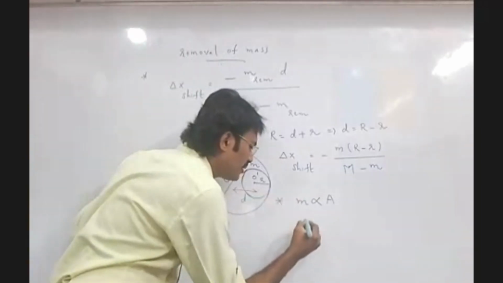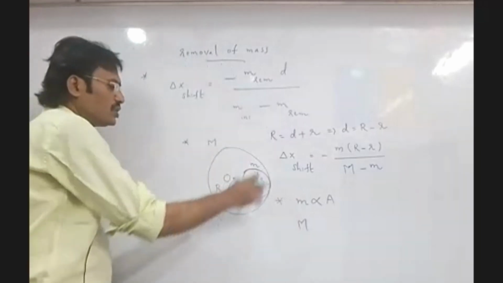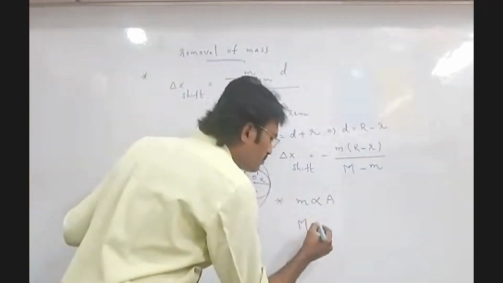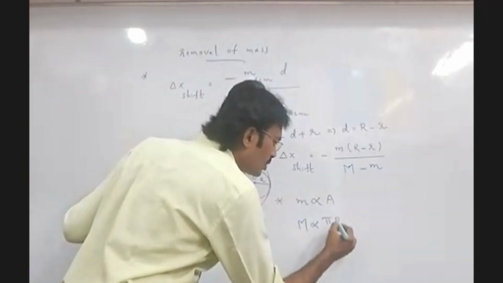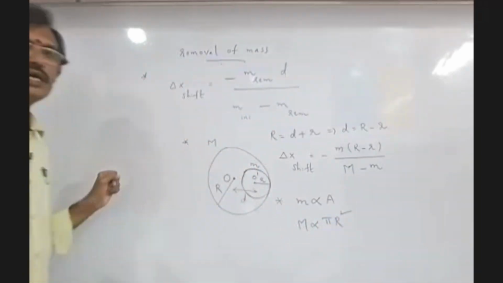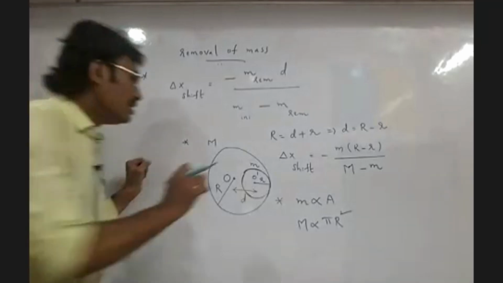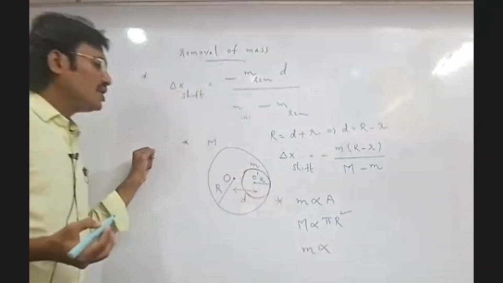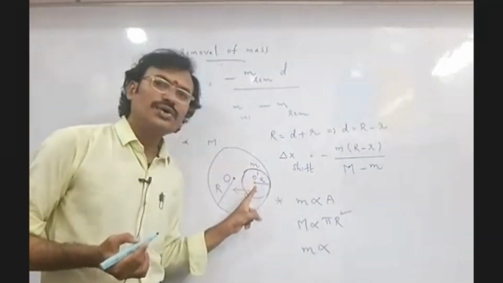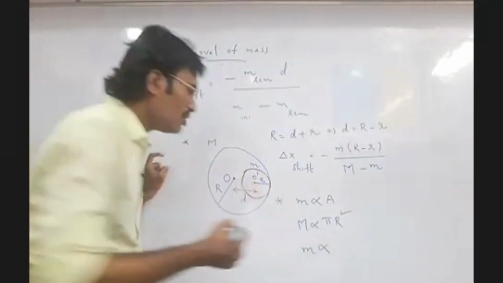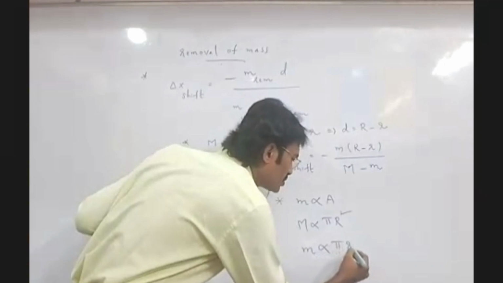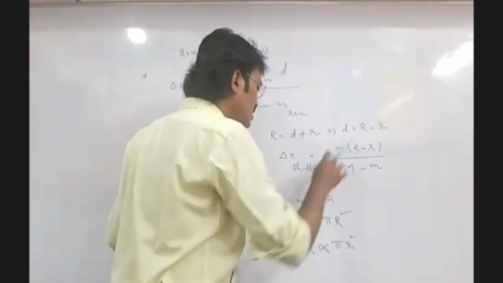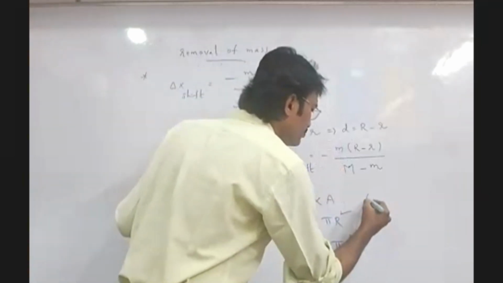At first I am taking capital M, the total mass. If you are taking the total mass, you need to take the total radius, the initial radius, capital R. M is proportional to pi capital R square. Then take the small m, the removed part mass. If you are taking small m, you need to consider the small circle radius, which is small r. So m is proportional to pi into small r square. Now substitute the values in this delta x shift.